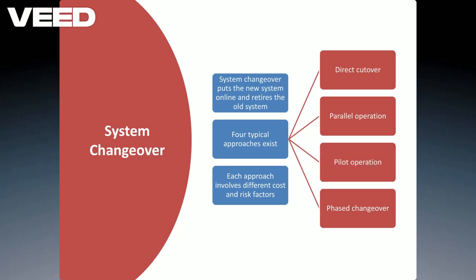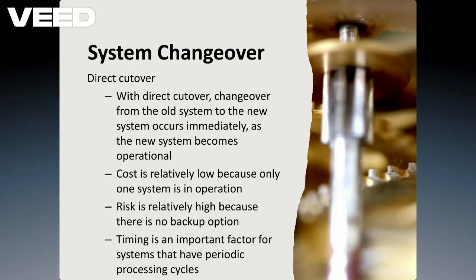Direct changeover is where the old system is retired and then the new system is installed. We call it direct, or direct cutover, because the minute the new system comes into play, the old system is no longer in use. Usually, this type of changeover is done when there's a break in the operation of the organization.